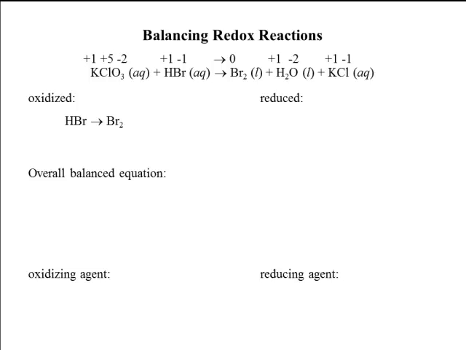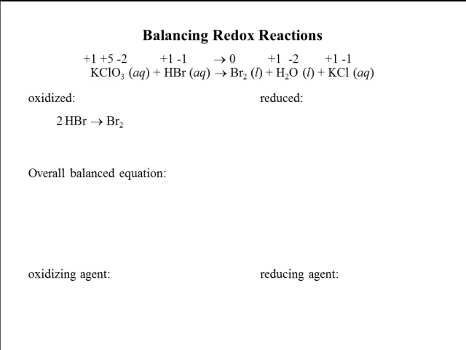First step, I need to balance everything but the hydrogens and oxygens. So I have 1 bromine on the reactant side, 2 bromines on the product side. So I need to balance those bromines, put a 2 out in front. Next, I need to balance oxygens by adding water. Well, I have no oxygens to balance.